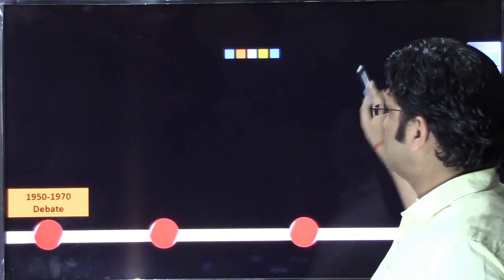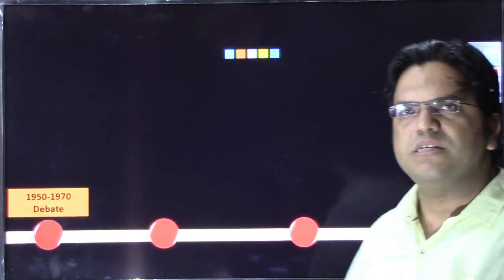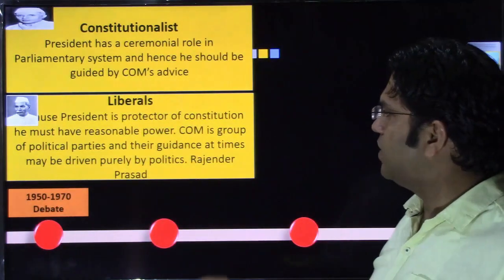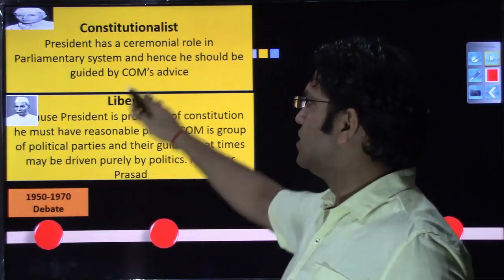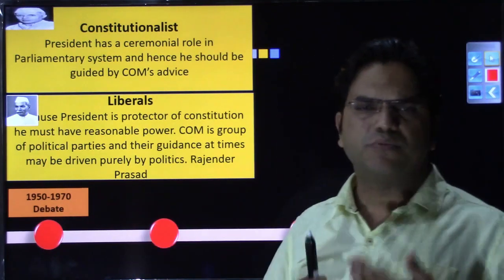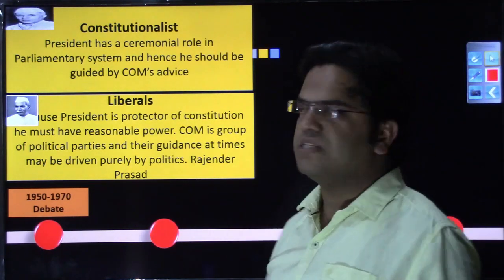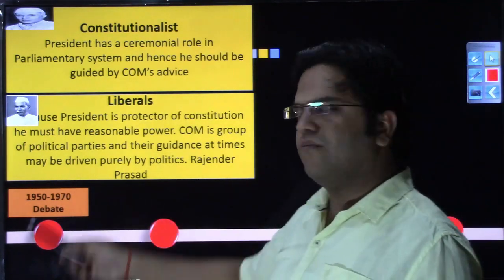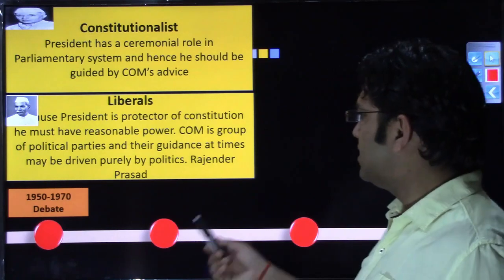Let us see those phases. So you have this 1950 to 1970 phase, right. In this phase the debate gained momentum, and it kept going on between these constitutionalists and liberals. Liberals were saying that because the president is the protector of the Constitution, he must have reasonable power over the Council of Ministers, same argument, right. So this debate went around until 1970, right.